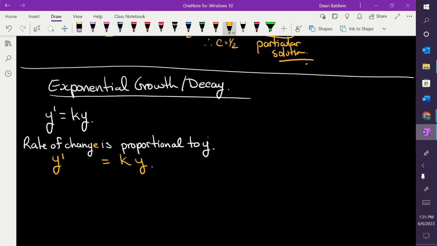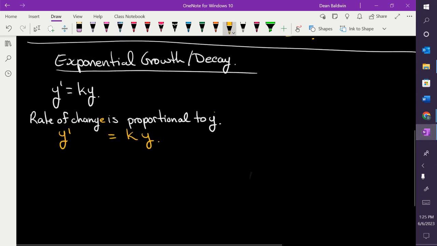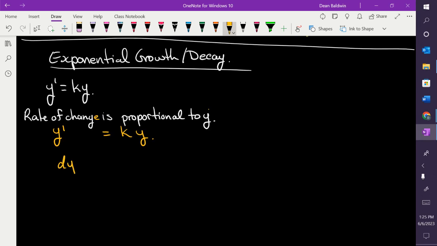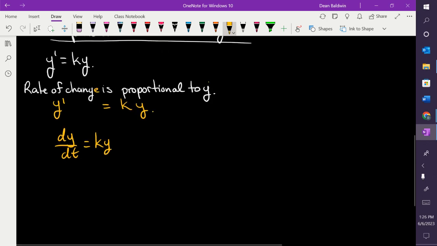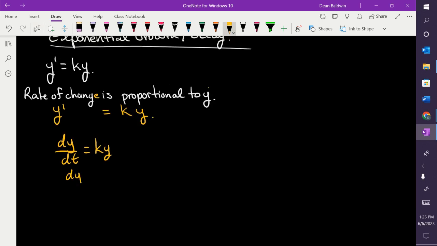Now, if you get a statement like this, and I'm going to show you a couple of examples where this is applicable, you always get the same general equation. So we're going to solve this. We rewrite y prime as dy dt equals ky. You want to get all your y's on one side, all your t's on the other side. Why am I using t? Because it's a rate of change. So if I move the y over and I move the dt up, I get this.